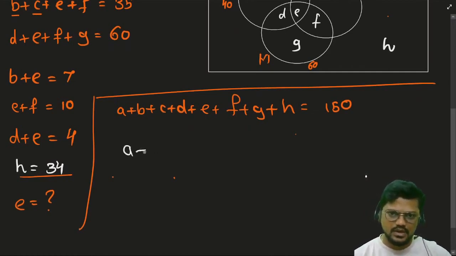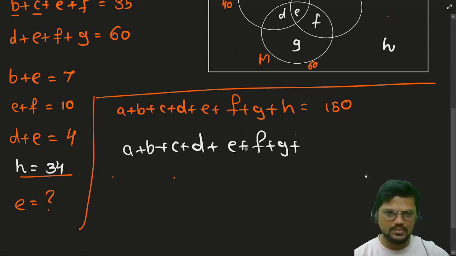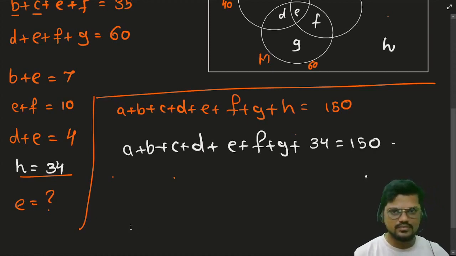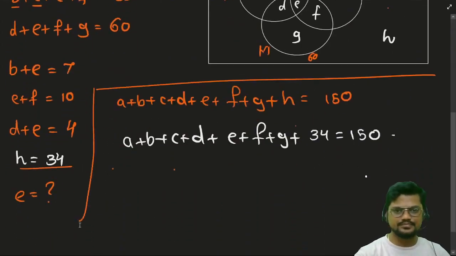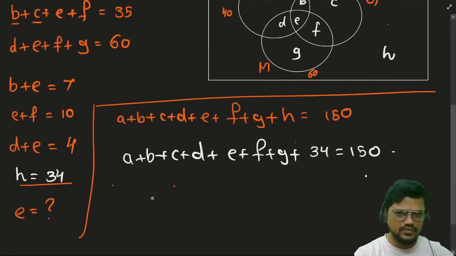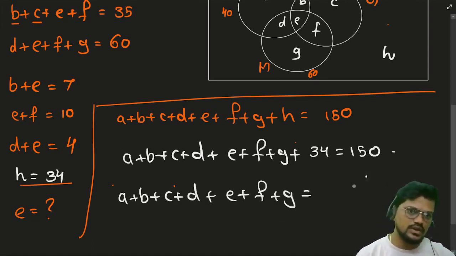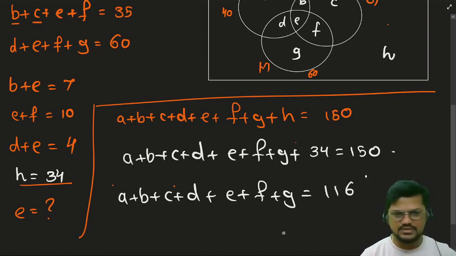See, A plus B plus C plus D plus E plus F plus G, I'll write the value of H from here, 34. Sir, just 1 second. Can you go back to the problem? Yeah, okay, fine. Now plus 34 equals 150. So what I can write, A plus B plus C plus D plus E plus F plus G equals 150 minus 34. That is 116. Fine, I have this.